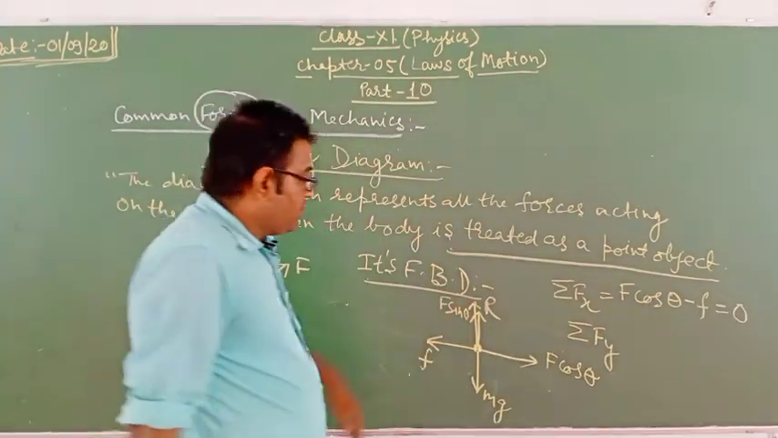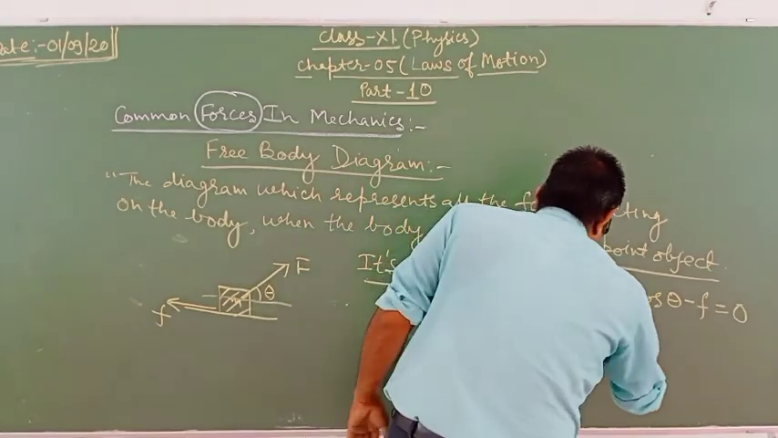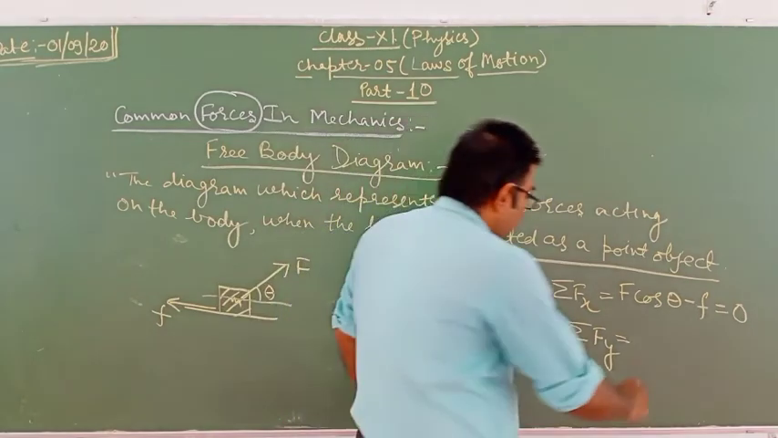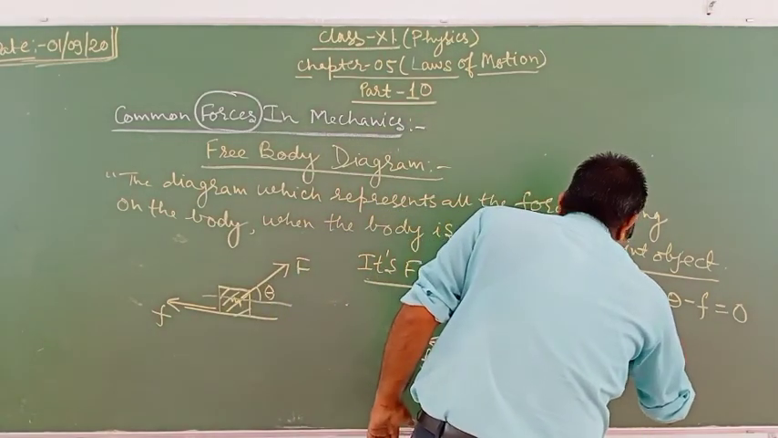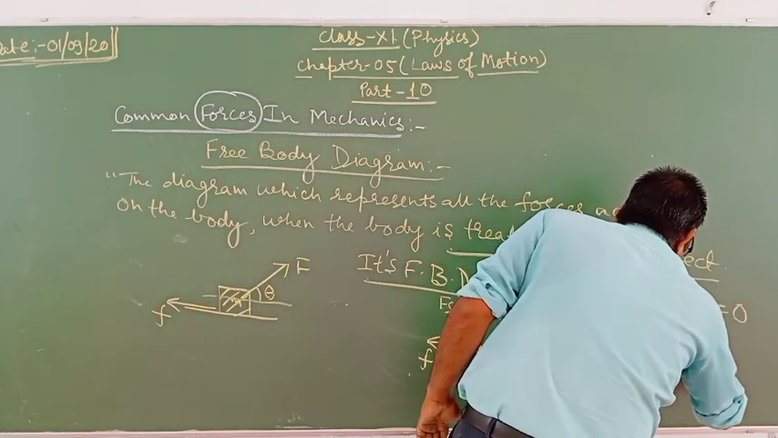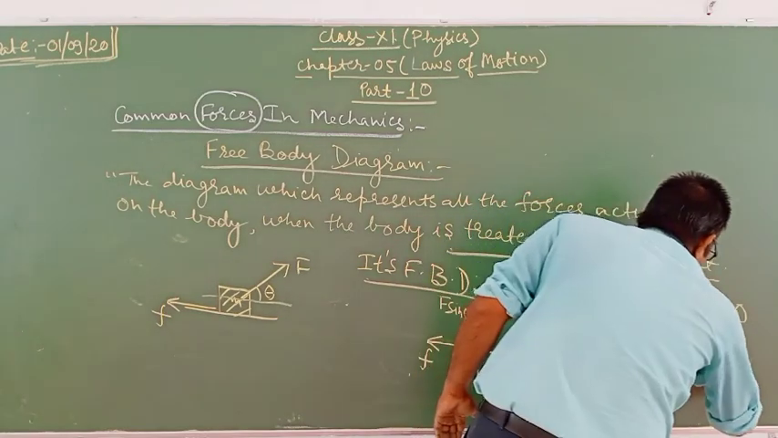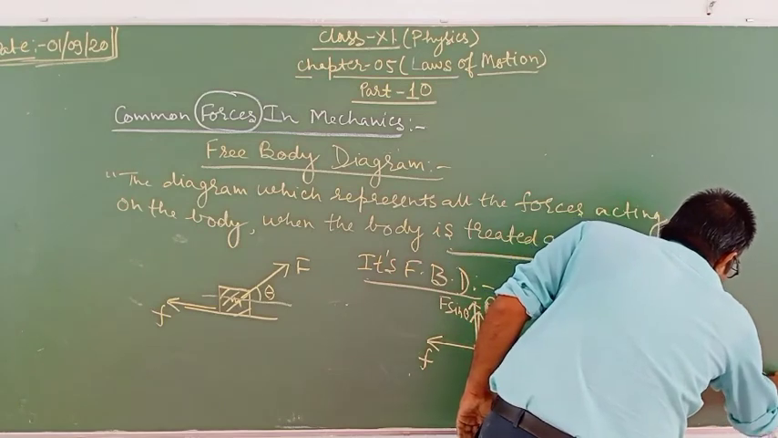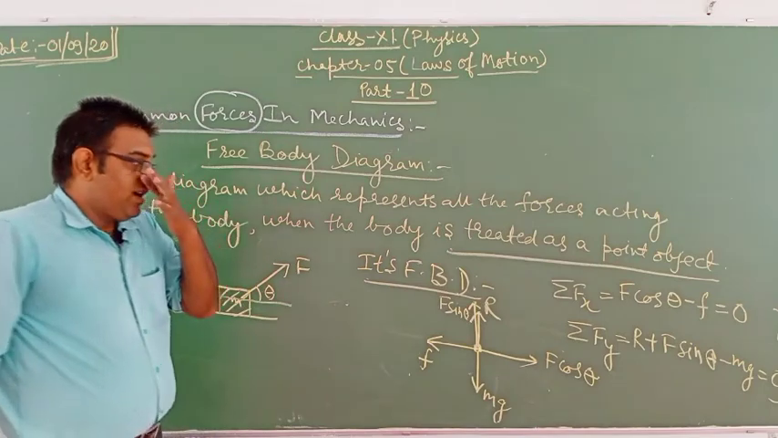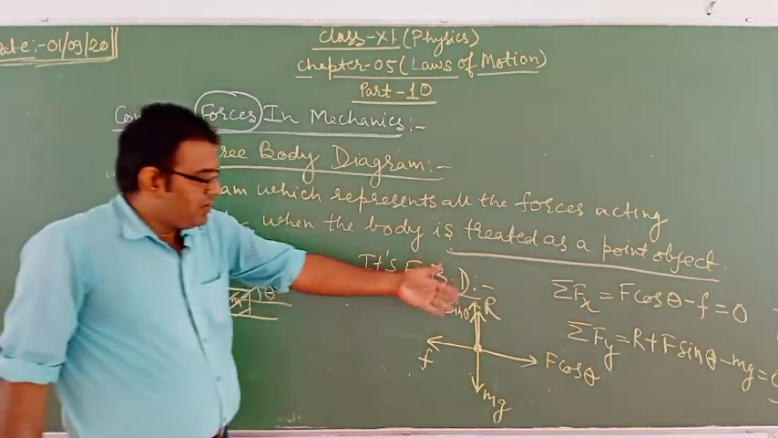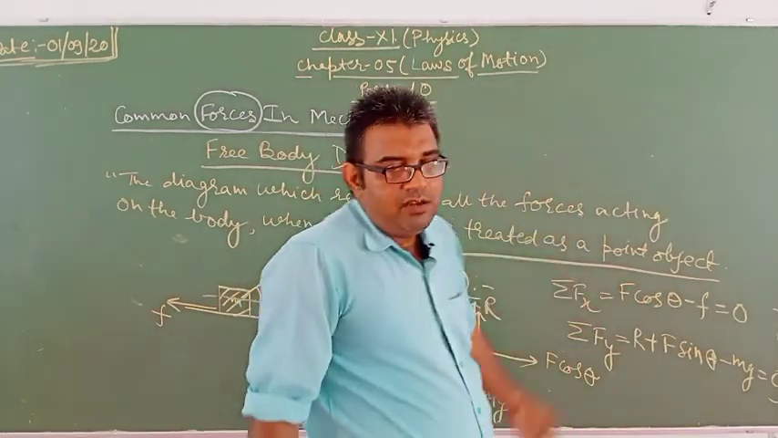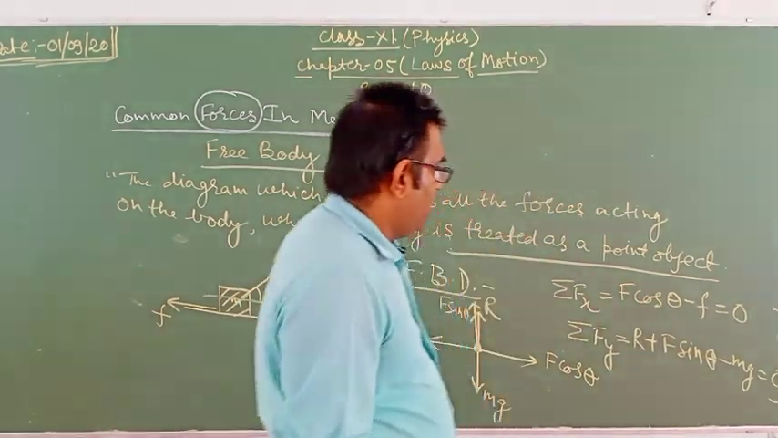And now the vertical forces, summation of Fy, can be written as follows. Two forces are in the upward direction, so we can write it as R plus F sin theta minus mg, and it is equal to 0. In this way we can make the two equations from this free body diagram, and we can solve according to the question and get whatever values are required.